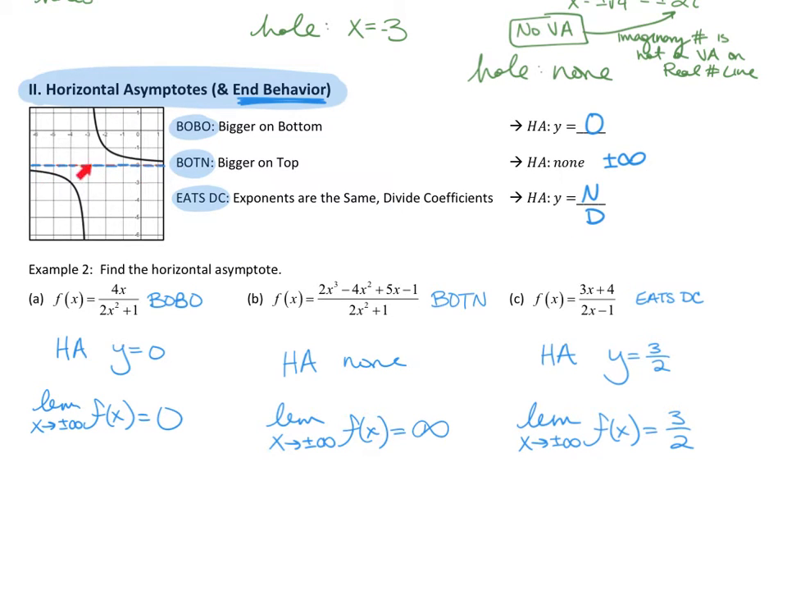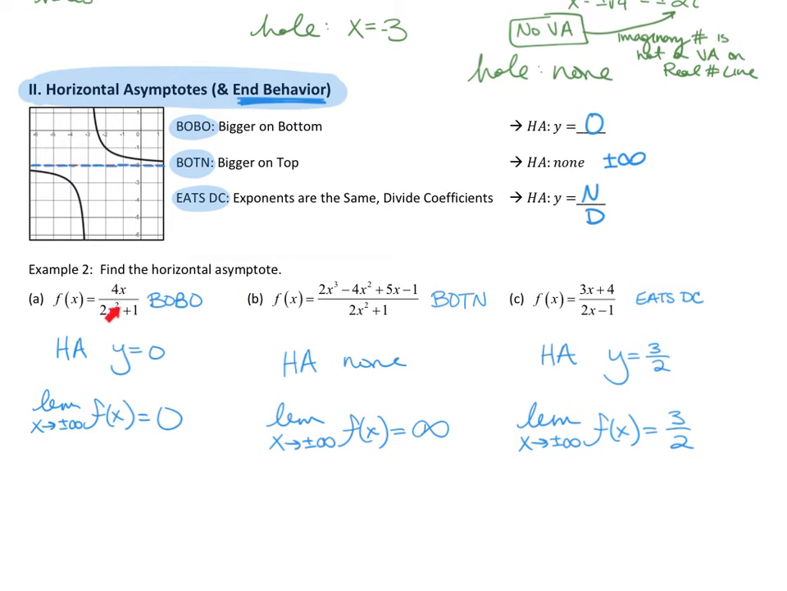We have our horizontal asymptotes, and this again tells me how the graph behaves at positive and at negative infinity. It's going to get very, very close to that particular line, but never touch it since it's an asymptote. So if I ask you to find the horizontal asymptote or the end behavior, all you need to do is match it up with BOBO, BOTN, or EATS DC.